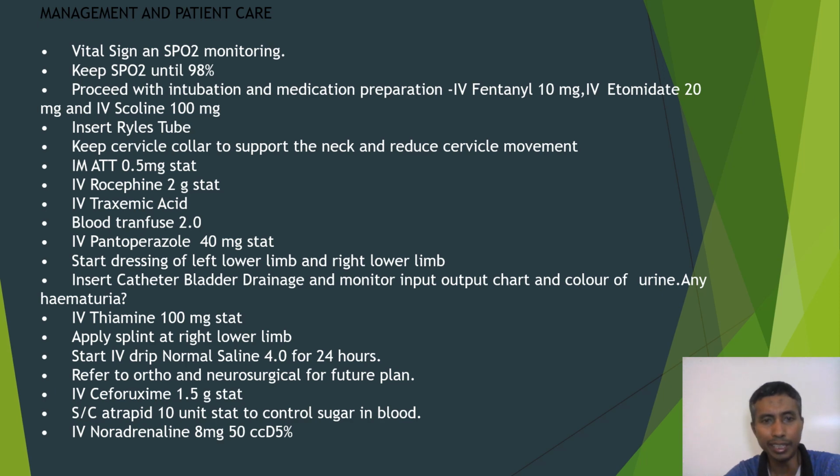Apply splint at the right lower limb. Start IV drip normal saline 4 pints for 24 hours. Refer to orthopedic and neurosurgical teams for future plan. IV cefuroxime 1.5 mg stat. Start sliding scale to control sugar in the blood. IV noradrenaline 8 mg and 50 cc dextrose 5%. Okay, thank you.